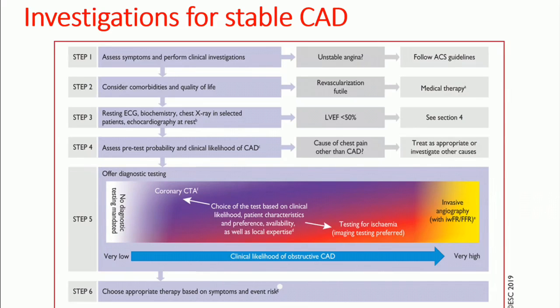ECG is normal, they don't have any risk factors. So that sort of patient has a low probability of having significant coronary artery disease. They don't have a high probability. The probability is low. For those people, what people recommend is a coronary CT angiogram. And that has become a nice rule-out test. So if that is normal, you can virtually exclude coronary artery disease.